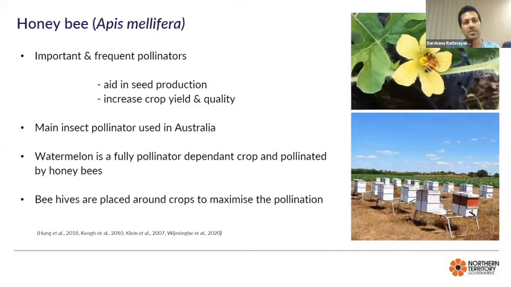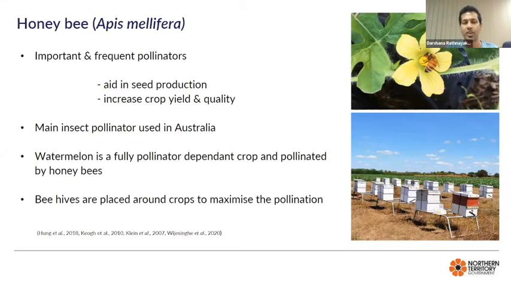European honeybees. We all know that honeybees are really important plant pollinators, and also frequent flower visitors. Bees aid in seed production in flowering plants. In agriculture, bee visits and pollination increase the crop yield and the quality of the crop. In Australia, the European honeybee is the main pollinator in managed pollinated crops.